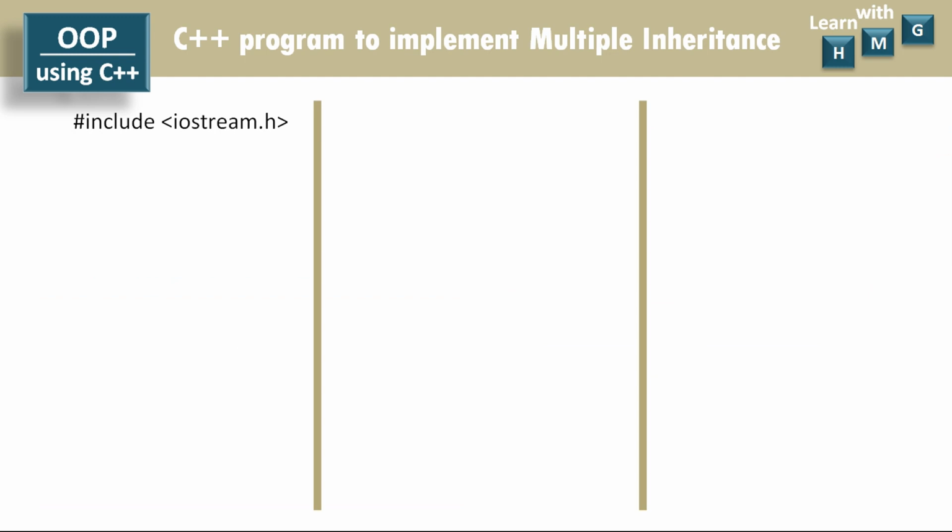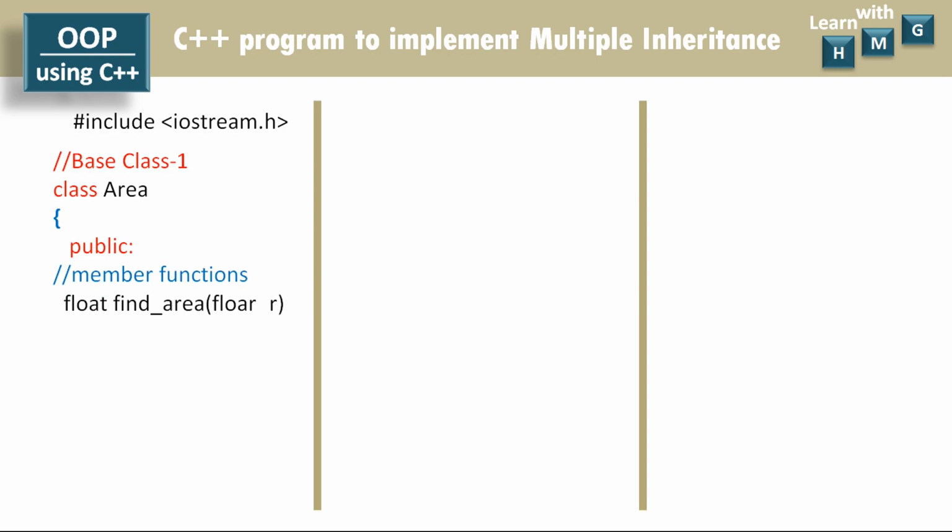So as usual, you include the header file iostream.h, then start defining the base class 1. The base class 1 is area, and in this the data members are absent, no data member. So directly the member function is there. The name of the member function is find area, which accepts the radius as argument, and it returns the area, which is the float type of value.